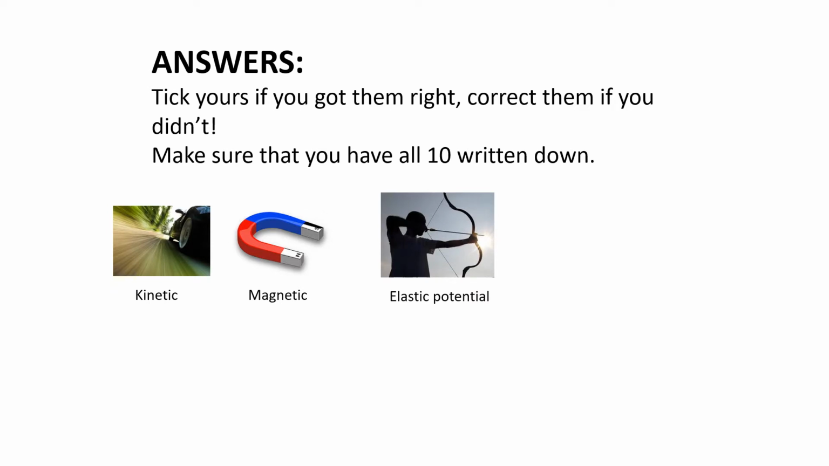Elastic potential is the energy that something has if it is stretched. Now potential means that it could do something, it has the potential to do something. So the arrow in the picture, if they let go of the string, the arrow will fly. It has the potential to move because of the stretched spring.